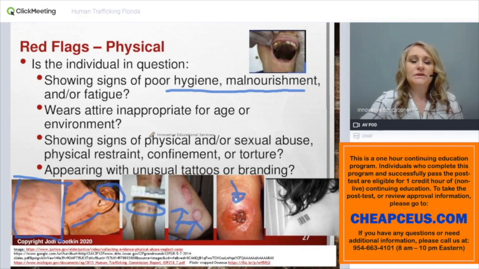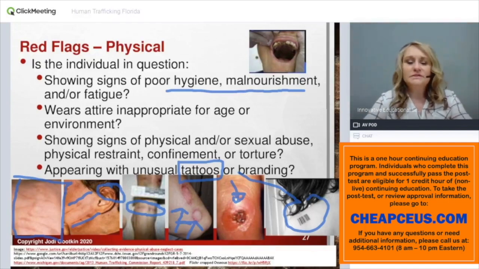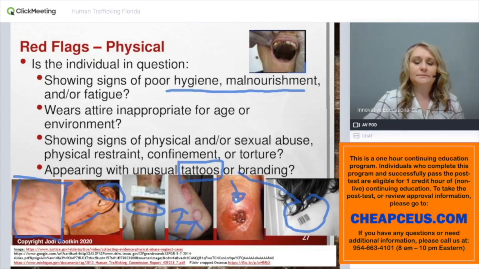Looking at tattoos, I've actually spoken with individuals in law enforcement, and they have relayed stories to me of cases where individuals have presented with tattoos that are actually barcodes. And oftentimes it's found on the nape of the neck. Sometimes individuals have a type of tattoo that says something like "property of" or "belongs to" to identify them. Any unusual tattoos or branding, combined with other indicators, might let you know that someone is a victim of trafficking.